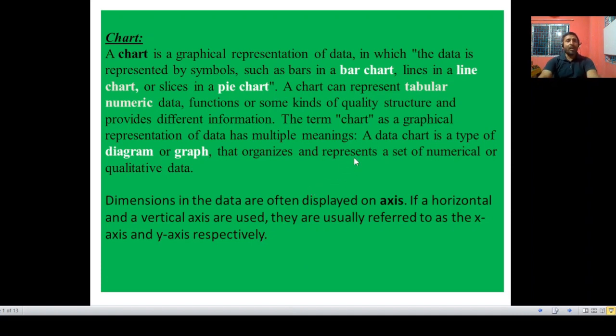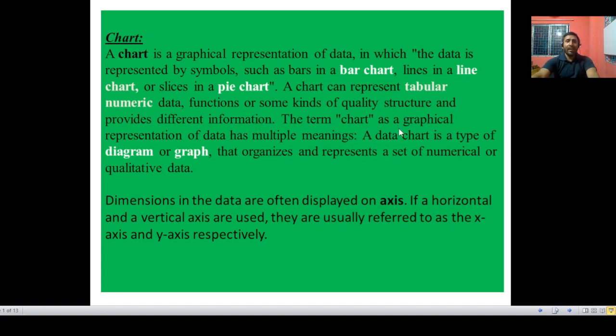First of all, we have to learn the definition of a chart. What is a chart? That means how can we define a chart? Firstly, we can say a chart is a graphical representation of data in which the data is represented by symbols such as bars in a bar chart, lines in a line chart, or slices in a pie chart. A chart can represent tabular numeric data, functions, or some kinds of quality structure and provides different information.